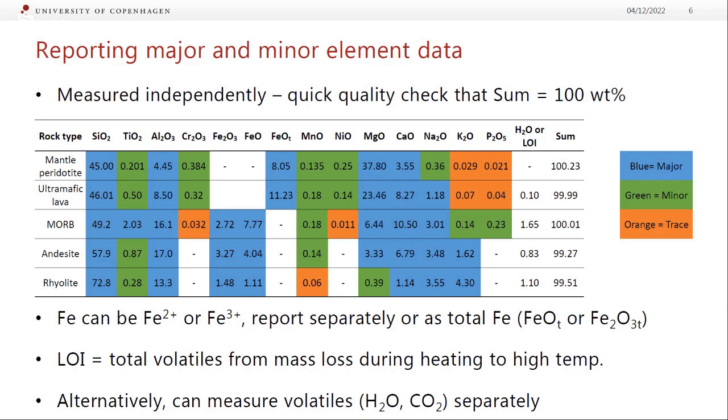Volatiles, so these are things like water and carbon dioxide, sometimes they're measured independently and they'll be reported, so you'll see H2O, CO2, maybe even sulfur. But sometimes they're reported as this loss on ignition, and literally what you do is you take powder of the rock and you heat it up in an oven, you weigh it before you heat it up and after, you find out how much mass has been lost, and that is about the amount of your volatile. So you'll see it reported as LOI, loss on ignition.